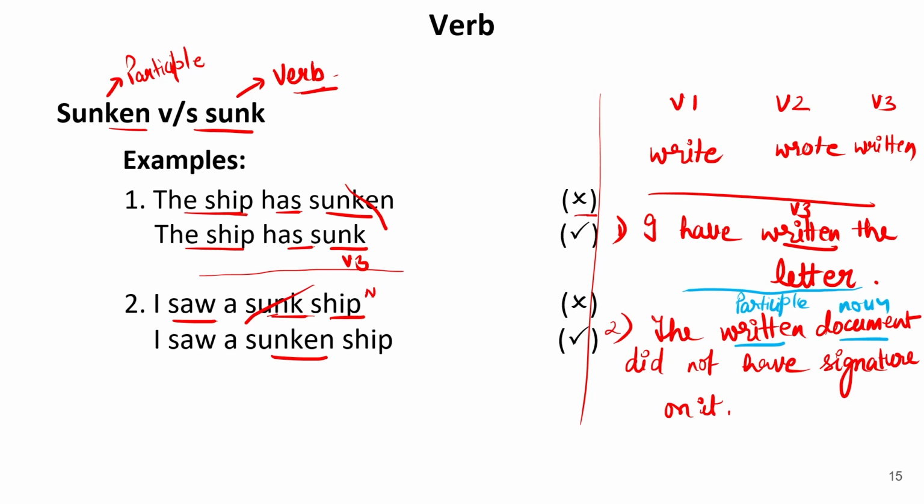So this is the difference between written and sunk, because sunk is the third form and it has the participle sunken, whereas the word written uses the same spelling, whether it is used as a verb third form as an action or as an adjective to qualify a noun. Now let us move to the next one.